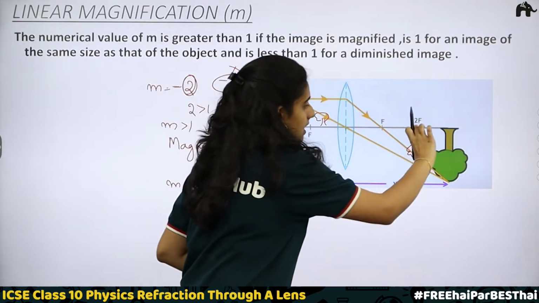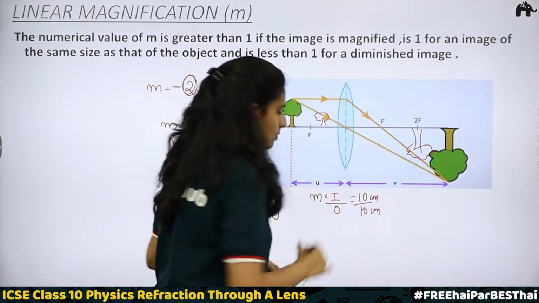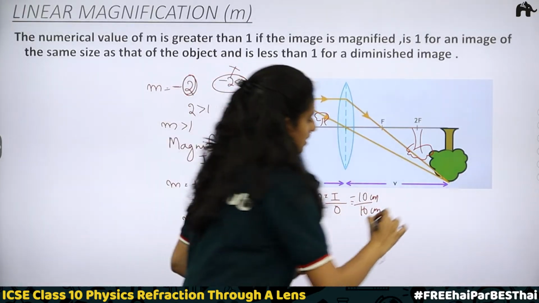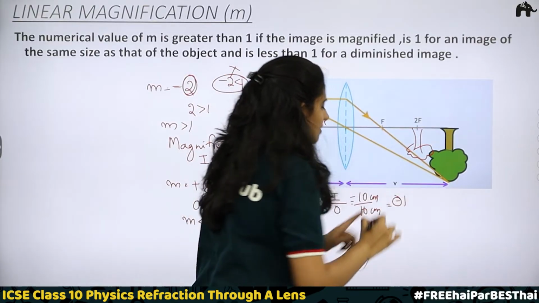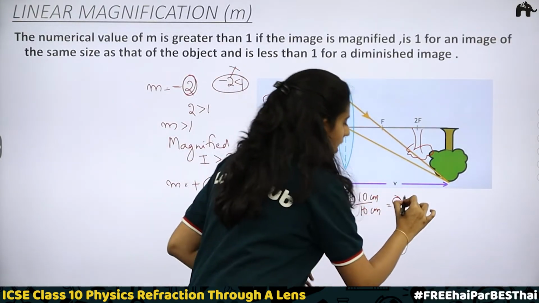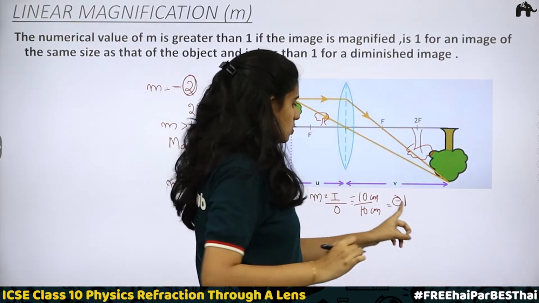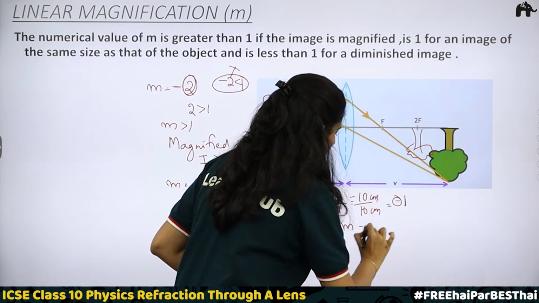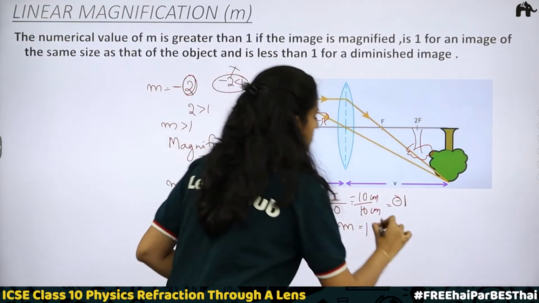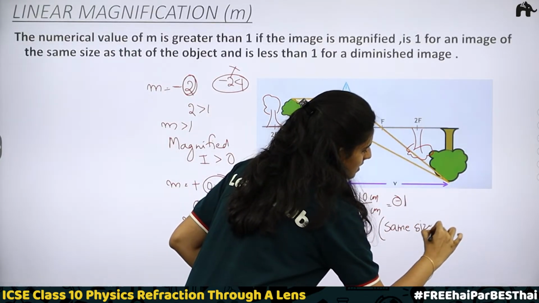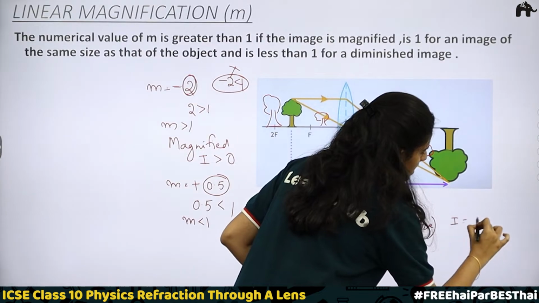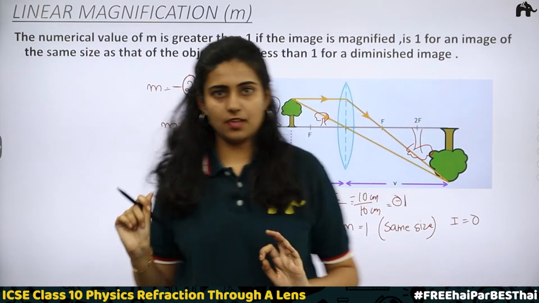Here you can see a real and inverted image. Therefore, the negative sign will be there. 10 by 10, you will get 1, and you have a negative sign. Don't consider this negative sign. The negative sign means it is a real and inverted image. Consider only the magnitude, which is 1, which means magnification is equal to 1. If the magnification is equal to 1, it means they are of the same size. Height of image is equal to height of object.